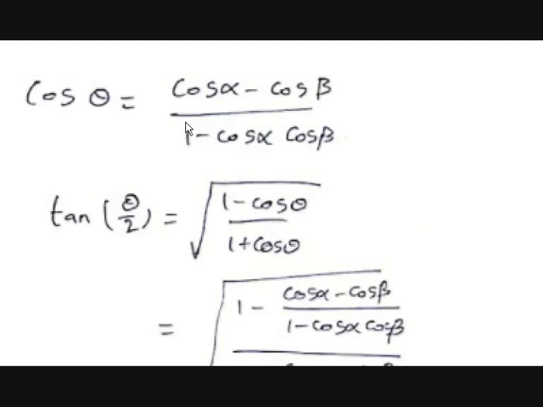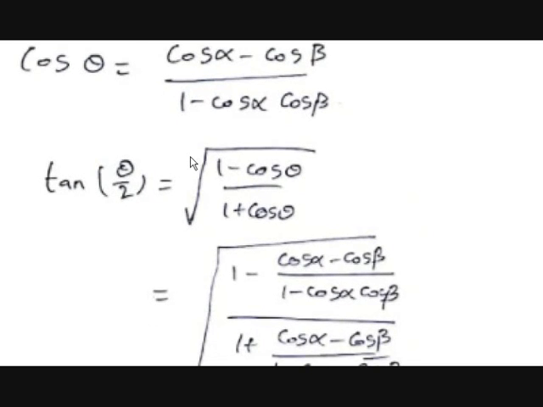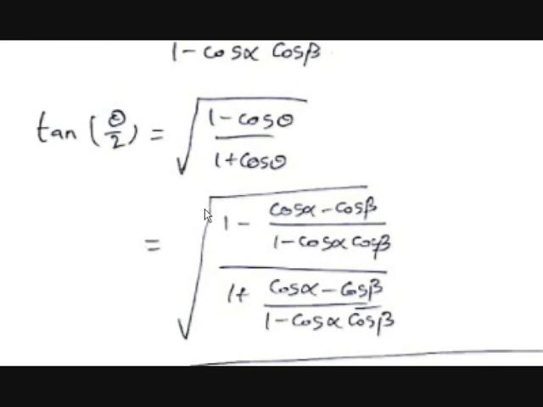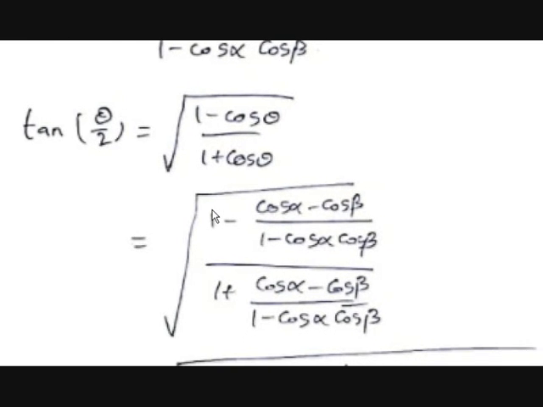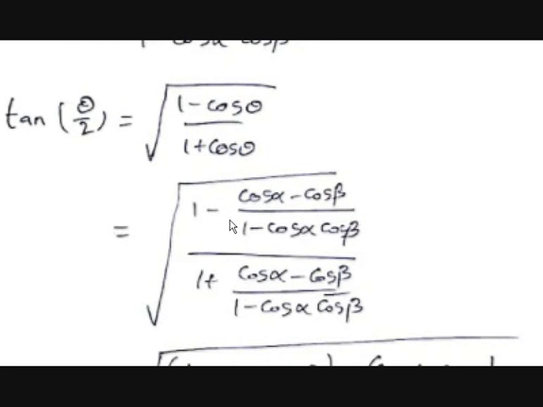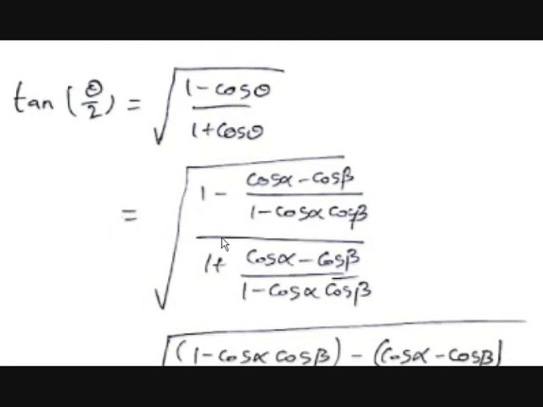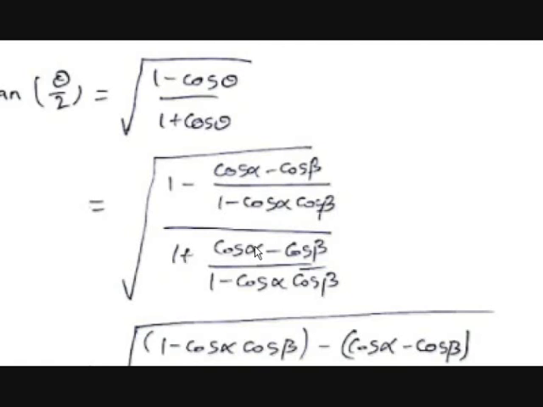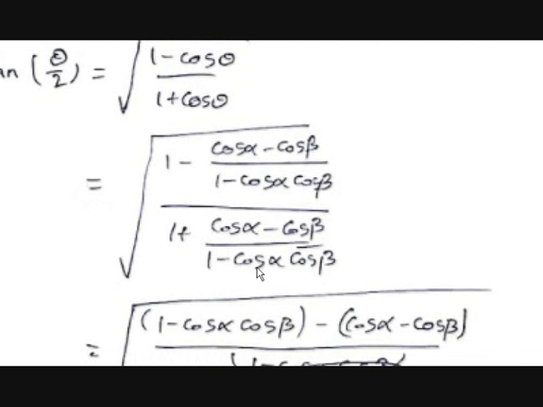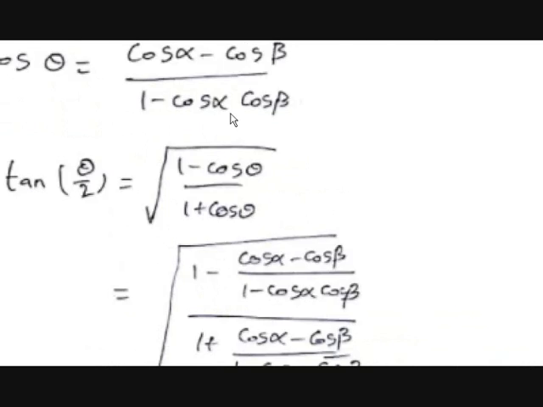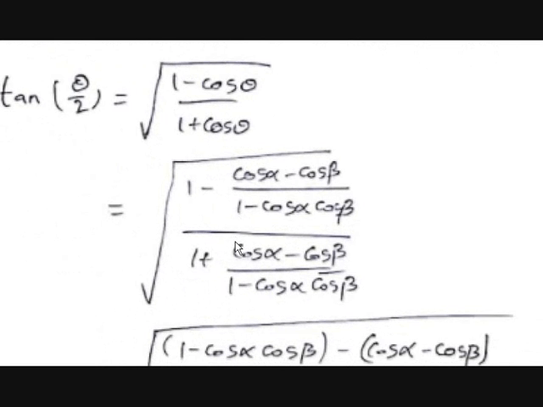Now what can we do? Let's take the tan theta by 2 formula, that is the square root of (1 minus cos theta) by (1 plus cos theta). Now we should simplify this. Substitute the cos theta value and simplify. It becomes the square root of (1 minus (cos alpha minus cos beta) by (1 minus cos alpha cos beta)) by (1 plus (cos alpha minus cos beta) by (1 minus cos alpha cos beta)). Up we have minus and in the denominator we have plus.